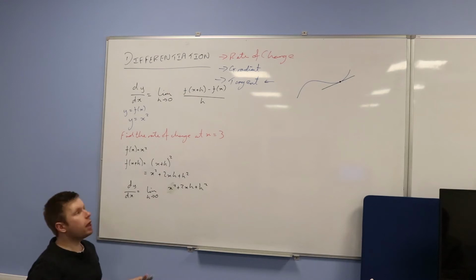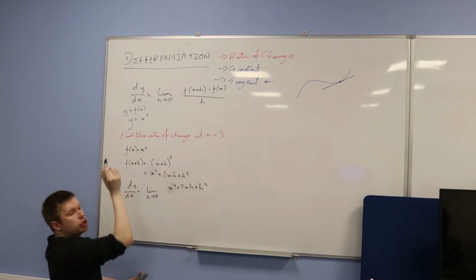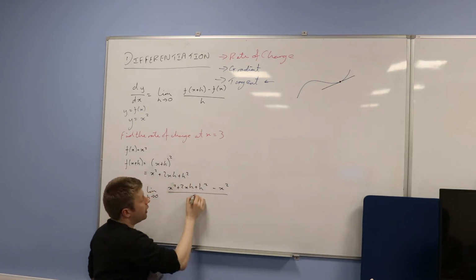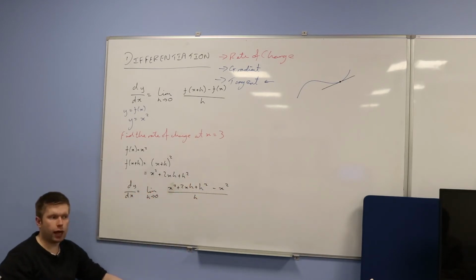Happy with that? And then I've got to take away f of x, which is just x squared. So I'm taking away x squared. And then I've got to divide through by h. Are you happy with that? I'm just sticking things in the puzzle, like pieces in the puzzle.